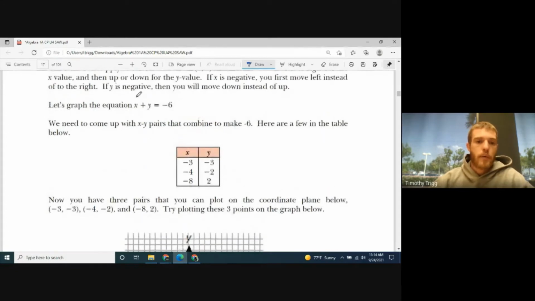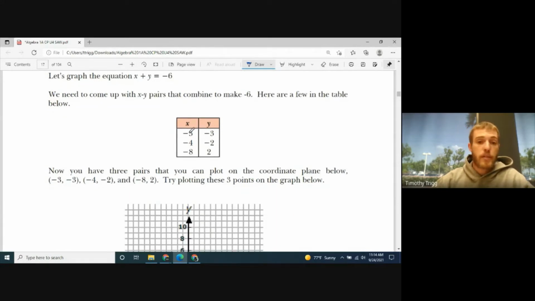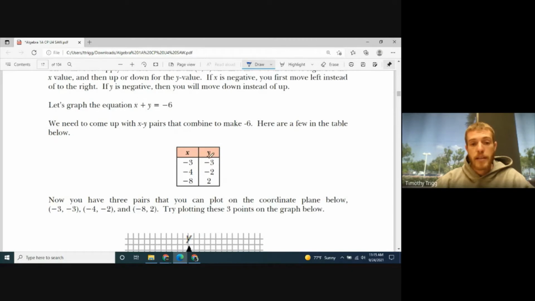So let's try another one. This equation is x plus y equals -6. You can see these are various points that work for this equation. Notice -3 plus -3 equals -6. So -3 comma -3. -4 comma -2, well, that works as well. -4 plus -2 is -6.